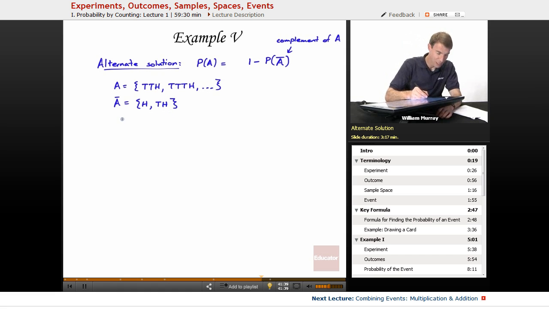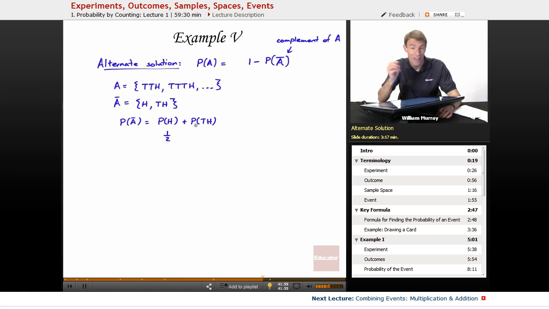So the probability of the complement of A is the probability of getting a head immediately plus the probability of getting a tail and then a head. The probability of getting a head right away on the first flip is 1/2. The probability of getting a tail and then a head is 1/2 times 1/2.